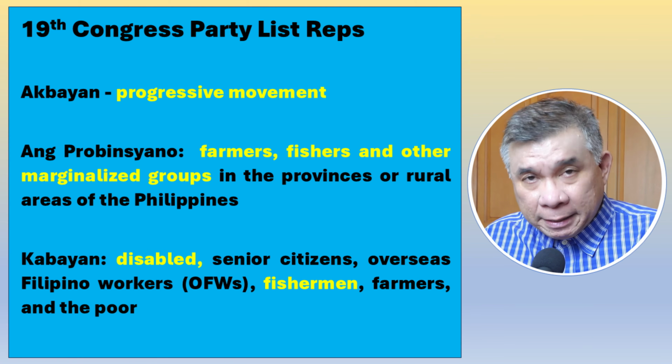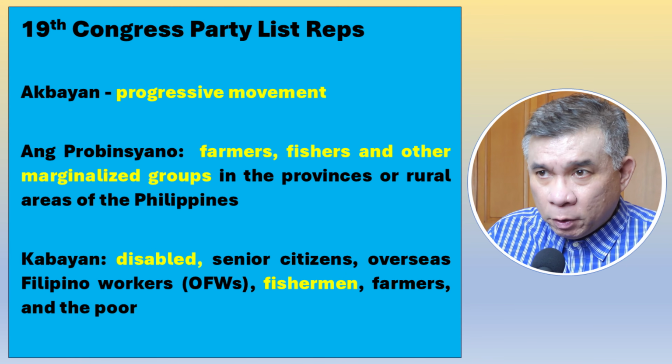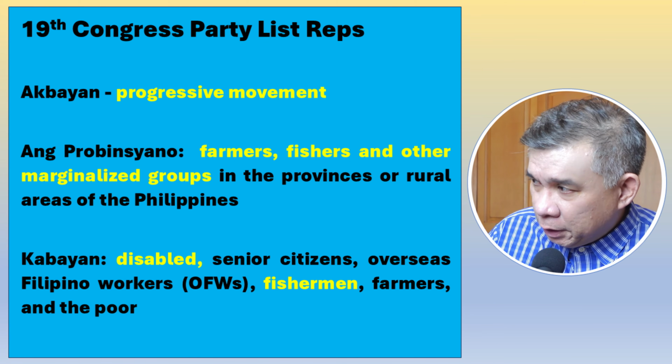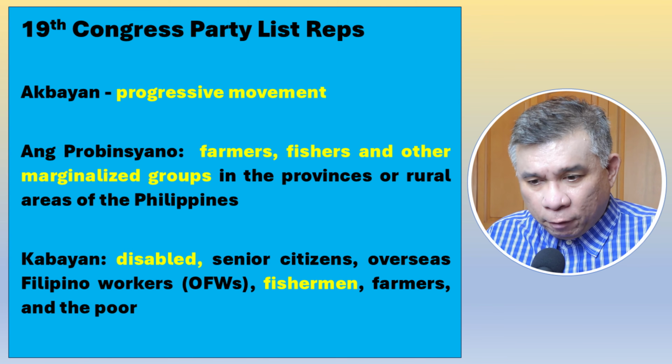Next is the Kabayan party list, meaning you are from the same province. According to their advocacy, it's listed as advocating for the disabled, senior citizens, OFWs, fishermen, farmers, and the poor. Again, for me, I think you should advocate only for one. Okay?